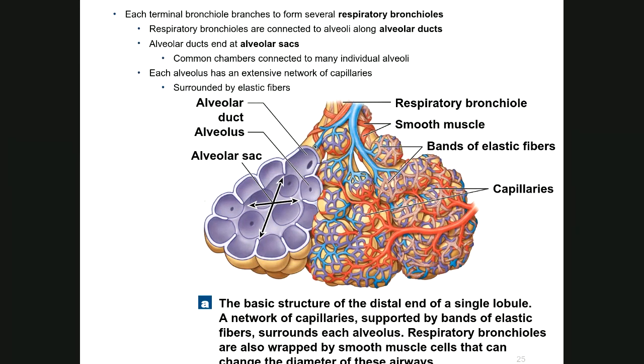I love this slide. You see the terminal bronchioles branch to form respiratory bronchioles. And they are connected to the alveoli along the alveolar duct, right? And the alveolar duct and alveolar sac, which is the common chamber that connects many individual alveoli, those little grape-like circles. Each alveolus has an extensive network of capillaries around it, and it's surrounded by elastic fibers.